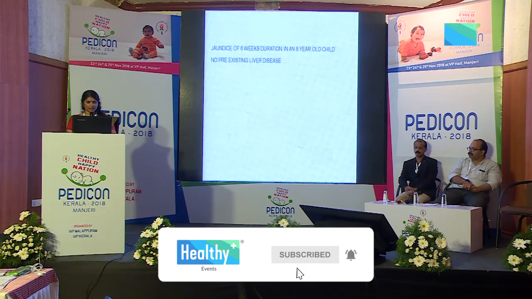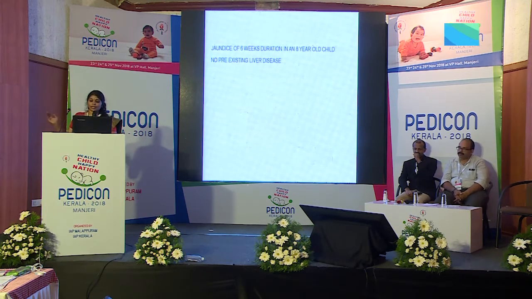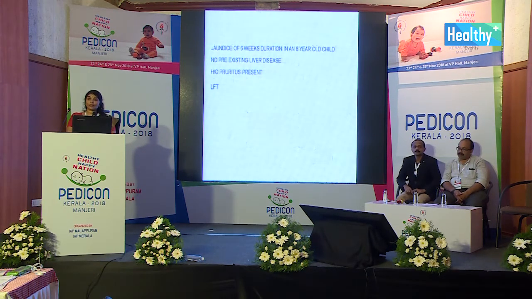Now, jaundice of 6 weeks duration in an 8-year-old child. So it's slightly going into a subacute thing. No pre-existing liver disease. That precludes the possibility of a CLD. So no pre-existing liver disease. History of pruritus present, unless this particular case is an evolving CLD. History of pruritus is present.